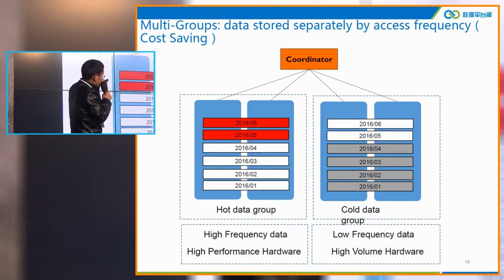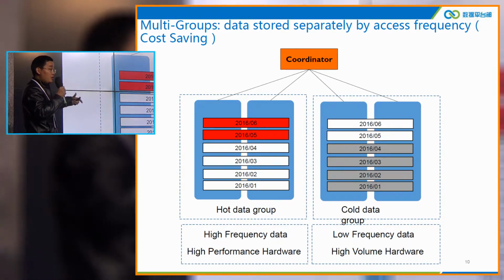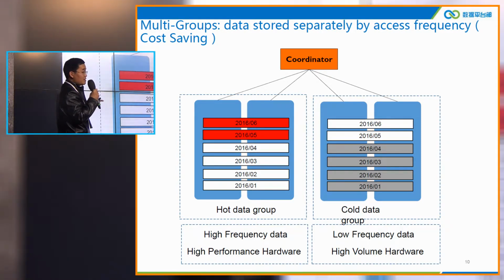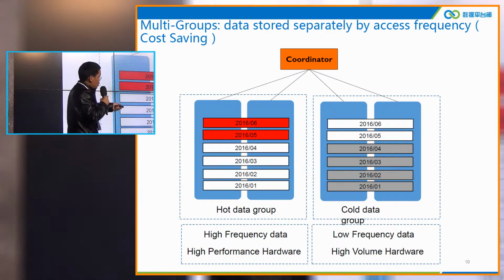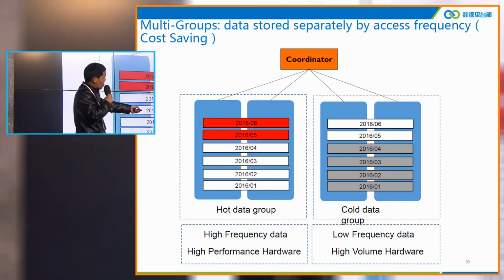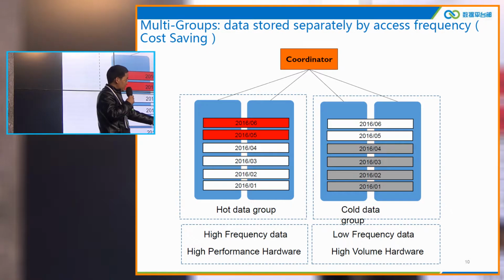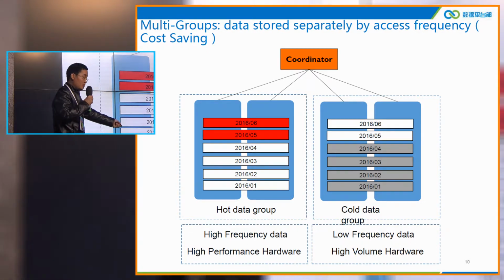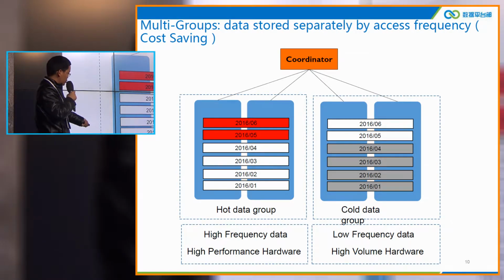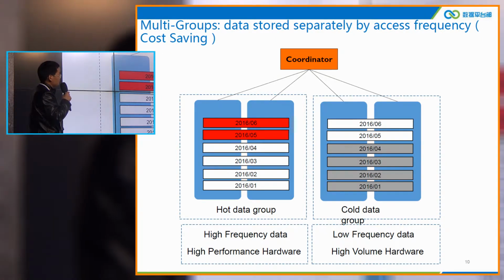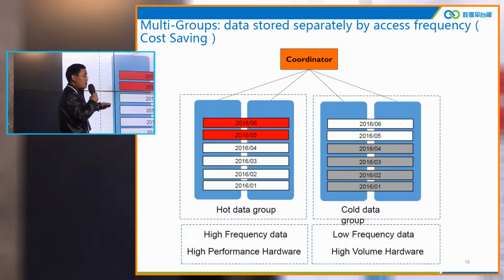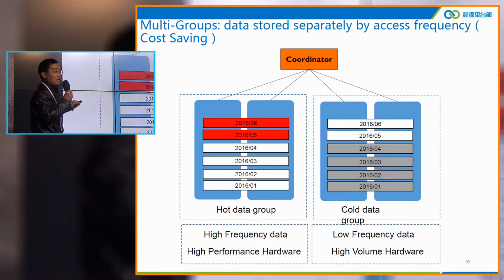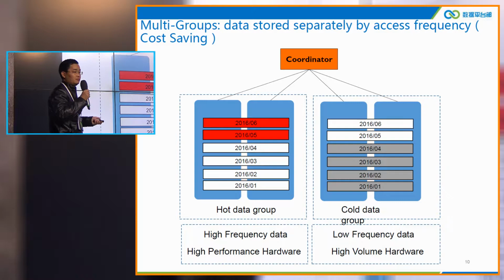And the whole data set is pretty big. If we just store them all on the same hardware, the cost is much higher. So we introduce the cold data group strategy. Cold data group means we store low frequency data inside high volume hardware. But in the hot data group, we use high performance hardware to store the high frequency data. And by doing this, we can reduce the cost of the whole system by 60%. Okay.